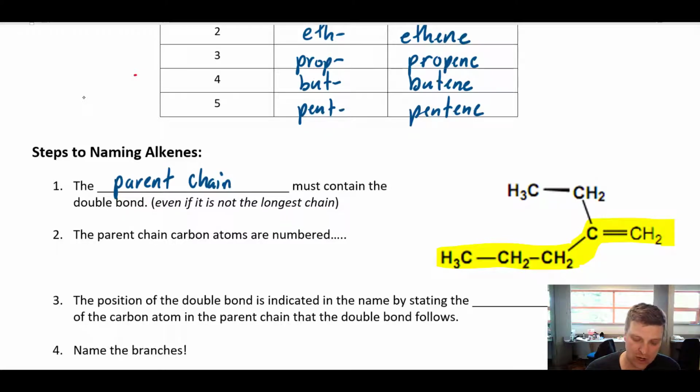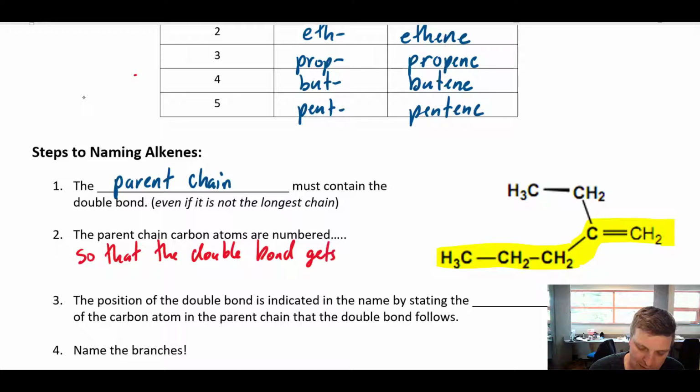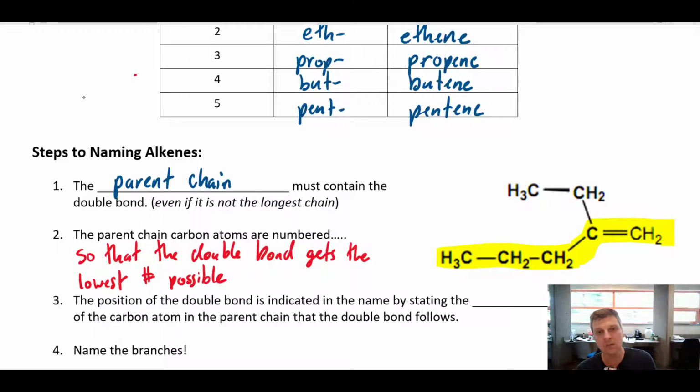So the parent chain carbon atoms are numbered so that the double bond gets the lowest number possible. And so in this case, if I start from the right and start numbering across 1, 2, 3, 4, 5, then I can see that the double bond is going to have the lowest number when I start to number this off.